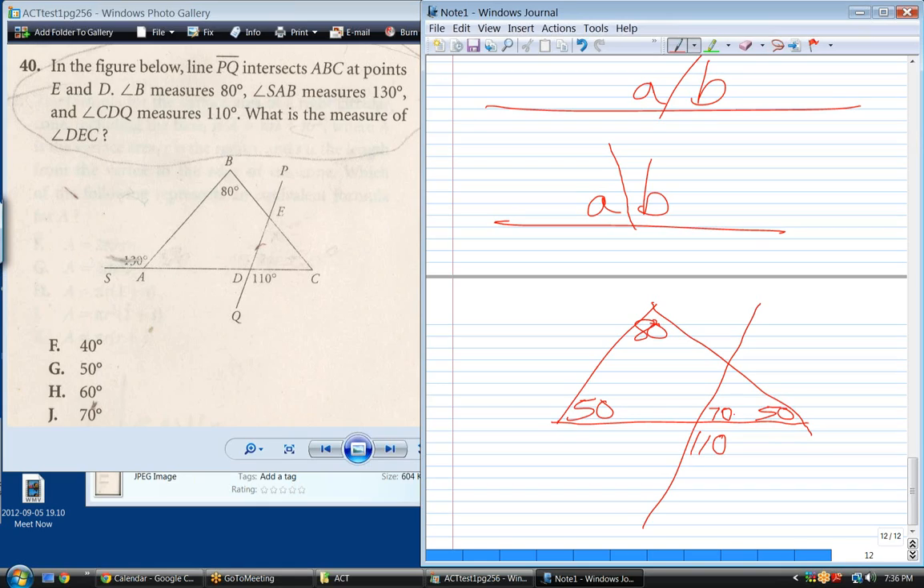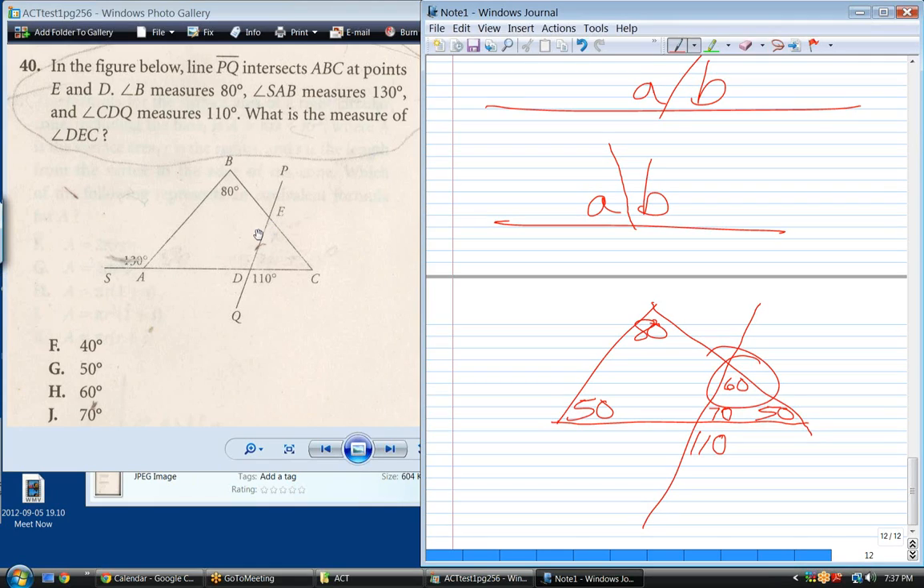So far, the only thing we've used is the idea that all three angles have to add to 180 and supplementary angles have to add to 180. Okay? So now angle E would have to be 60. Right. And that's what they're looking for. That's their answer. Notice that that's angle DEC. It's that angle right there.